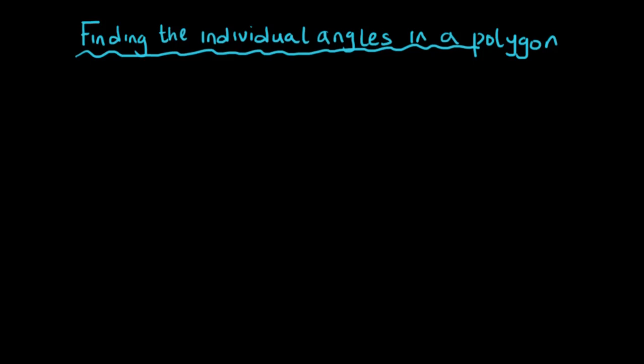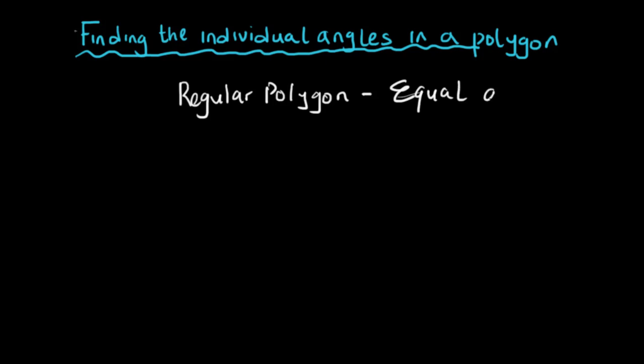Alright, so in this video we are going to be looking at finding the individual angles in a polygon. Before we delve properly into this topic, there's something you need to know, and that is the regular polygon. What is a regular polygon? A regular polygon is a polygon in which all the angles are equal. All the angles in a regular polygon are equal, so it has equal angles.